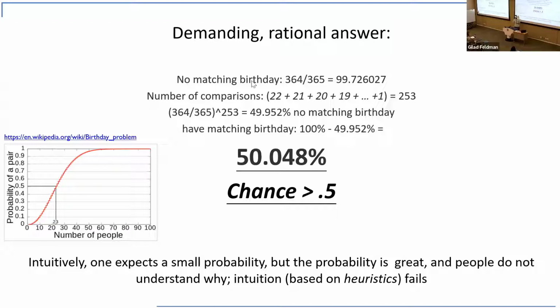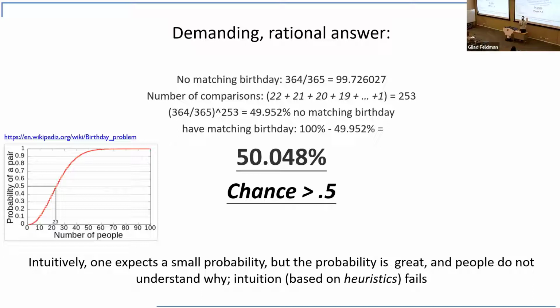So the likelihood of no matching birthdays is 364 out of 365. So that's like 99%. And then the number of comparisons. Usually when you think about your own experience, you think, I've never had the same birthday with anybody else in my class.